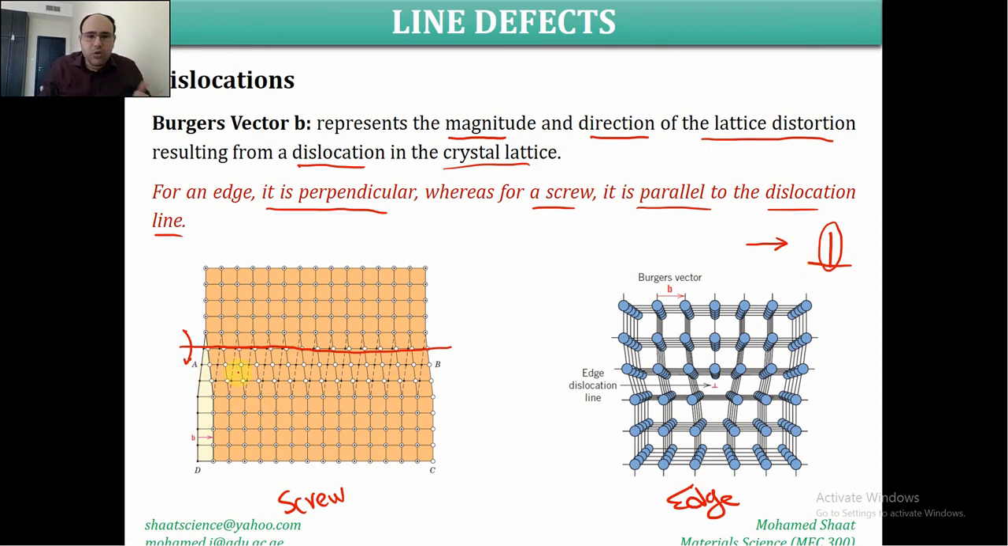But it is parallel to the dislocation line for the case of screw dislocation. For the case of the screw dislocation, this is the dislocation line. And as you can see, the direction of the Burgers vector is parallel to the dislocation line. So in the screw it is parallel, but in the edge dislocation it is perpendicular.